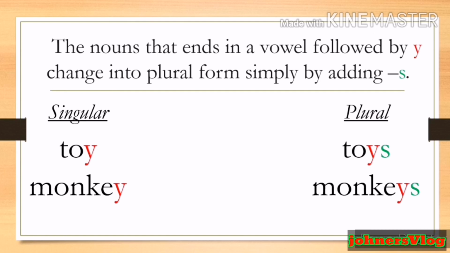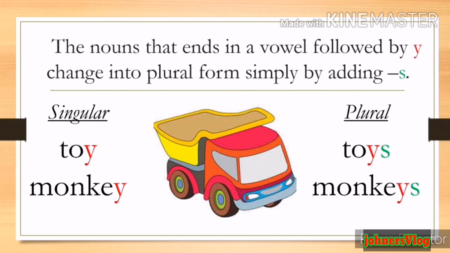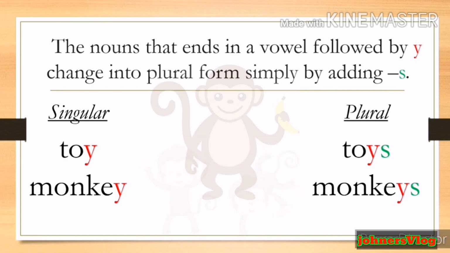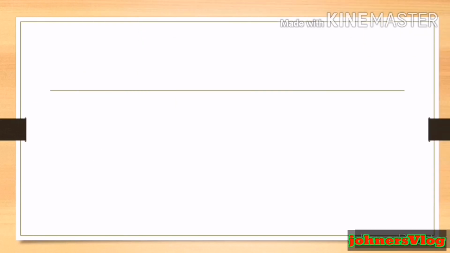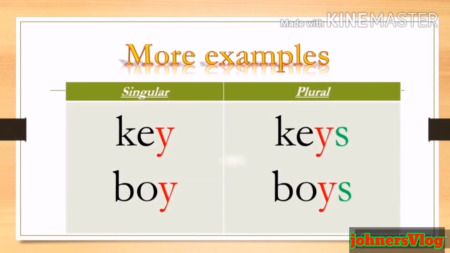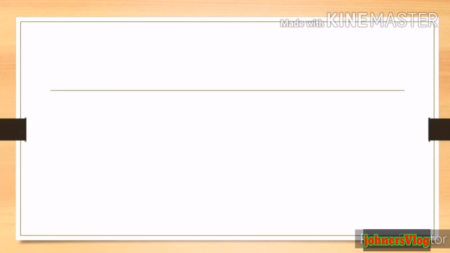The nouns that end in a vowel followed by Y change into plural form simply by adding S. Toy, toys; monkey, monkeys. More examples: key, keys; boy, boys.